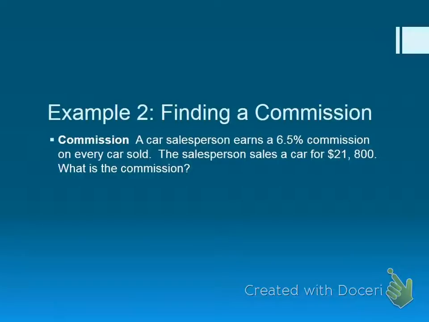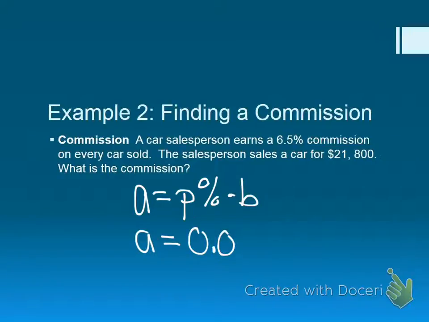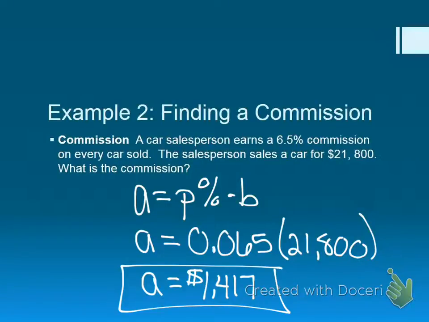So let's look at this example. A car salesperson earns 6.5% commission on every car sold. So the salesperson sells a car for $21,800. What is the commission? Well, I've got to figure out. Okay, I'm given the percentage, so I know that's P. 21,800. Is that the part of the total, or is it the total? It's the total amount of the sale, right? That's not how much commission he made. That's his total sale. So A equals P percent times B, 0.065 times 21,800 gives me his commission.